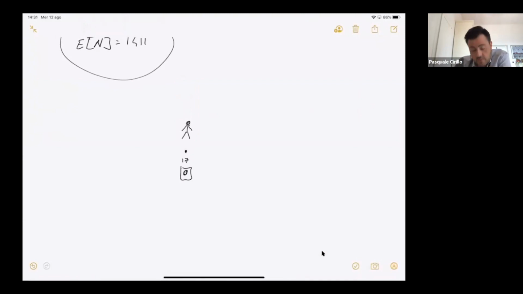Now, from this state, this guy can move to state 18. It means that this is a +1. Or it can move to state 16, and this is a -1. When he is in 18, it can go up to 19, and this is a +1. Or it can go back to 17, and this is a -1. When he is in 16, it can go up to 17, and that will be, in this case, a +1. Or it can go to 15, that will be a -1.